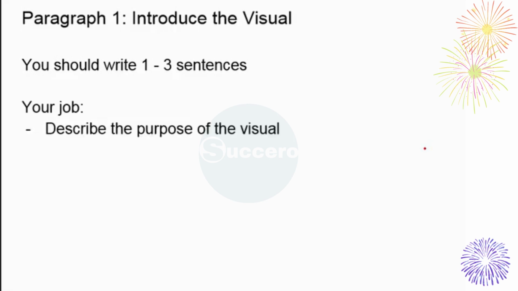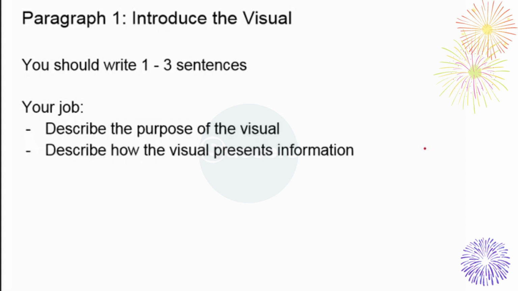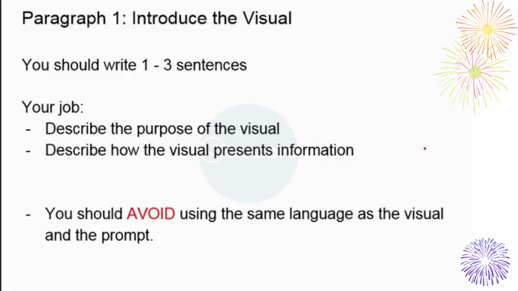All right, so let's talk about each of these sections and how to do well. For your first paragraph where you introduce the visual, you'll need to write 1 to 3 sentences. Usually 2 or 3 sentences is about the right length. What you need to try to do is describe the purpose of the visual. You just need to say what this visual is trying to show. You also need to describe how the visual presents information, and I'll show you an example of that in a moment. What you should avoid doing is using the same language as the prompt.